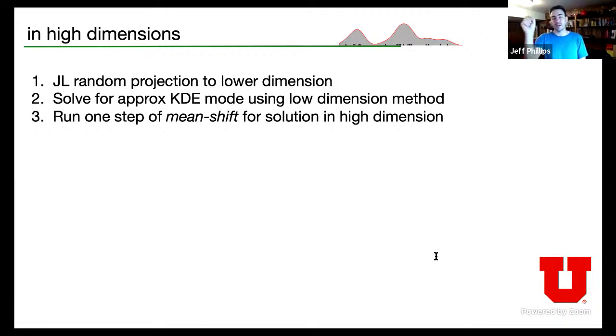We need to show that the result actually implies a result in high dimensions, and we need to recover the actual solution in high dimensions. For that, we're going to use a single step of what's called the mean shift algorithm, which is a heuristic for kernel density estimates.